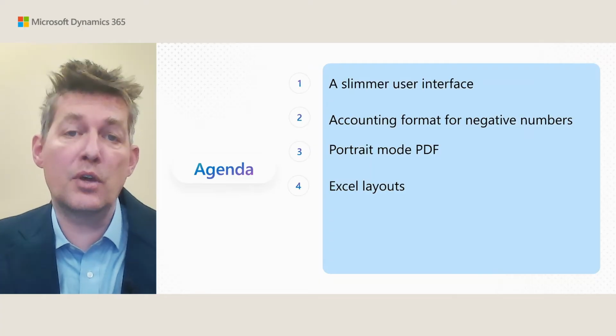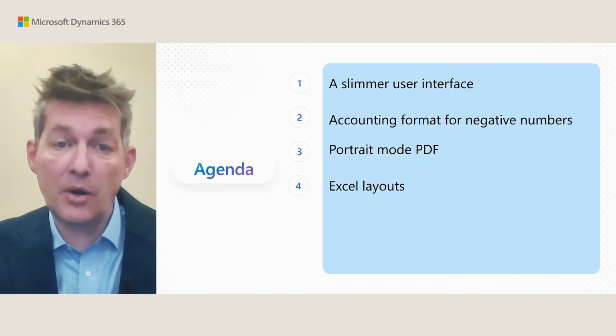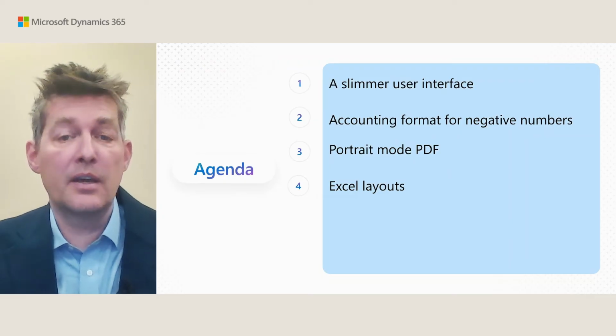We're going to talk about 4 things that you get: a slimmer user interface, accounting format for negative numbers, portrait mode for PDF, and finally Excel layouts. So let's dive into it in Business Central.